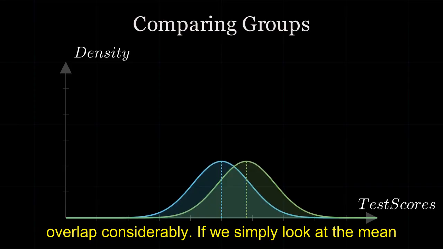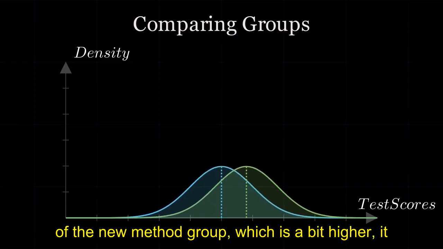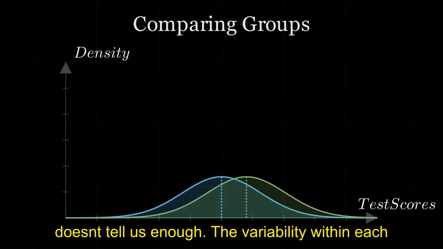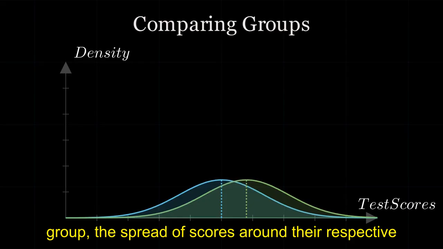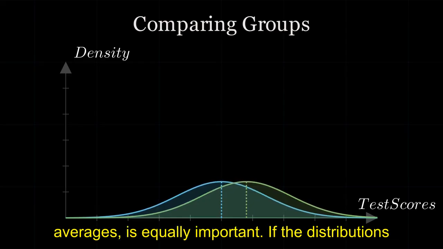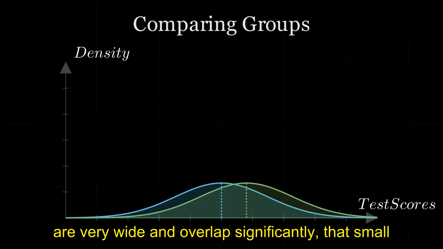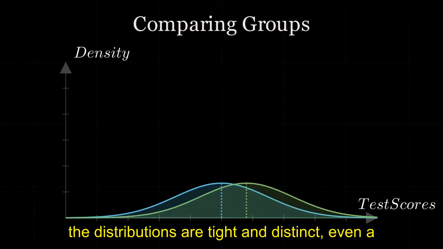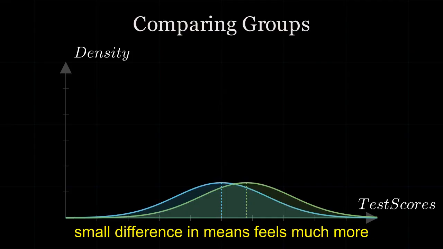If we simply look at the mean of the new method group, which is a bit higher, it doesn't tell us enough. The variability within each group, the spread of scores around their respective averages, is equally important. If the distributions are very wide and overlap significantly, that small difference in means might not be convincing. But if the distributions are tight and distinct, even a small difference in means feels much more substantial.